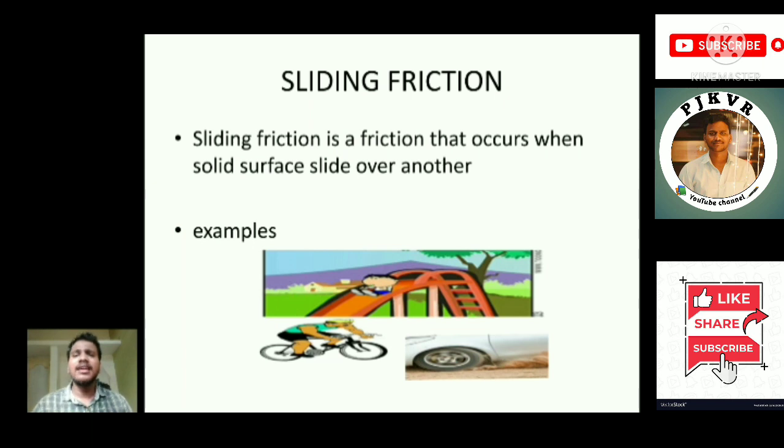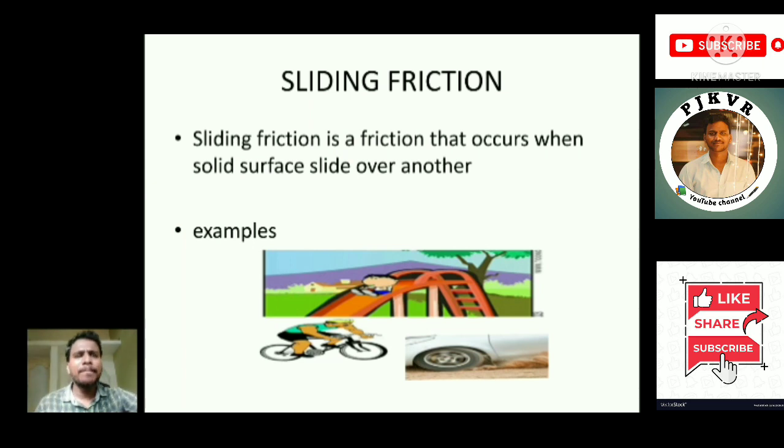Second example, the child sliding down the slide in the park. And the third example of sliding friction is the coaster sliding against the table. The fourth example is a block being slid across the floor. These are the examples. I hope you understand static friction and the example of static friction, sliding friction and the example of sliding friction.